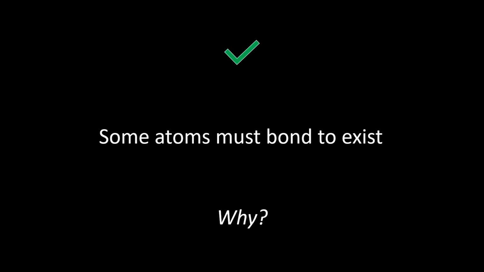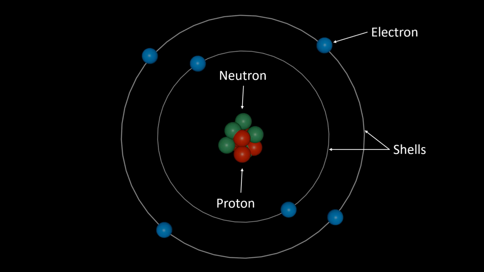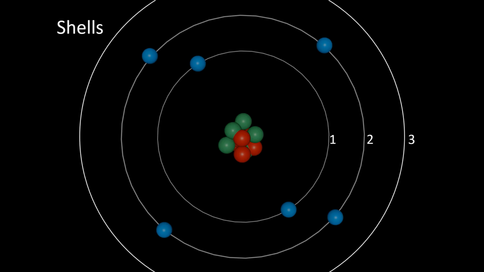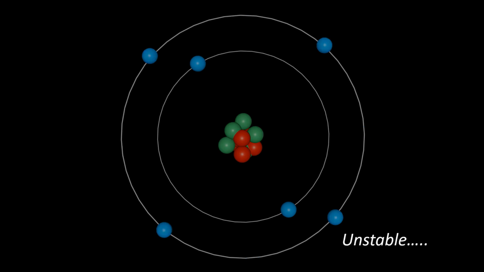To understand why, we need to look at the structure of an atom. At the center is the nucleus made of protons and neutrons. Around it are electrons arranged in layers called shells or energy levels. The shell closest to the nucleus is the first shell, then comes the second shell, then the third, and so on. But here's what really matters: not every arrangement of electrons feels the same. Some arrangements are calm, while the others are restless.